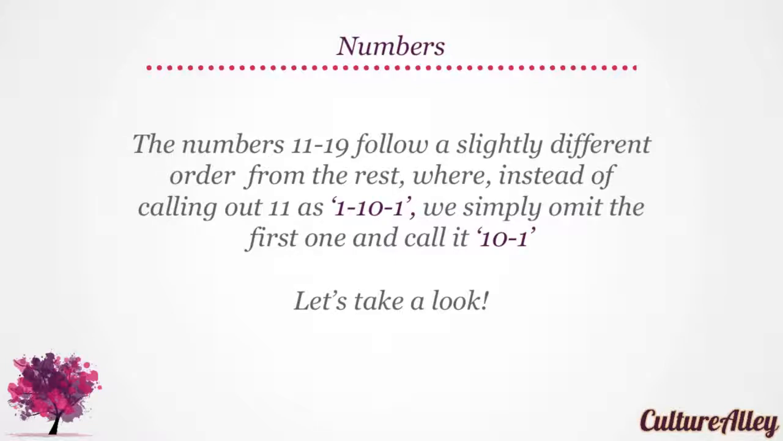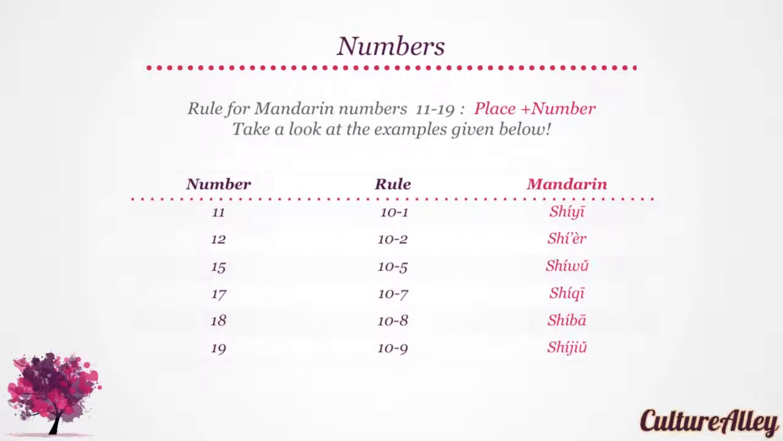The numbers 11 through 19 follow a slightly different order from Mandarin numbers in general. Instead of calling out 11 as 1, 10, 1, which is the standard way of calling out numbers in Mandarin, we simply omit the first one and call it 10, 1. In general, the rule for Mandarin numbers 11 through 19 is ten place plus the number. A few examples may help you retain the rule, so let's start.